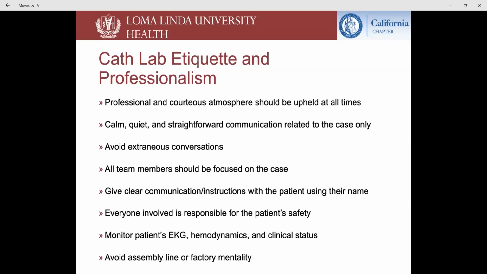You want to avoid an assembly line or factory mentality. It's like, oh, it's another heart cath coming down, it's another PCI. No, each case is unique, a unique person, someone's loved one, and you want to take each case seriously.